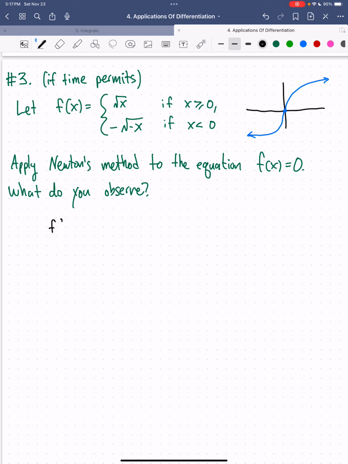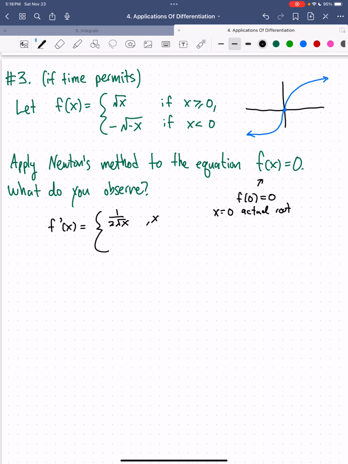Well, we can start off by calculating what our derivative is. Maybe not real, maybe I'll use actual, because real has a meaning. Well, we're going to just use Newton's method for fun, see what happens. Okay, so for positive values of x, we get 1 over 2 root x as our derivative. And then for negative values of x, what we get is negative 1 over 2 root negative x times negative 1.